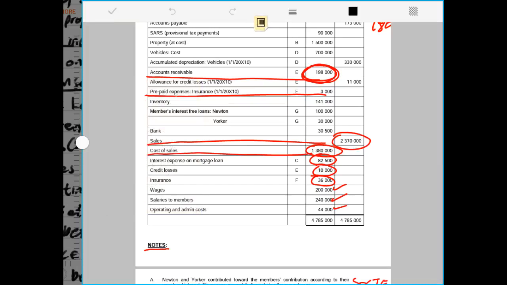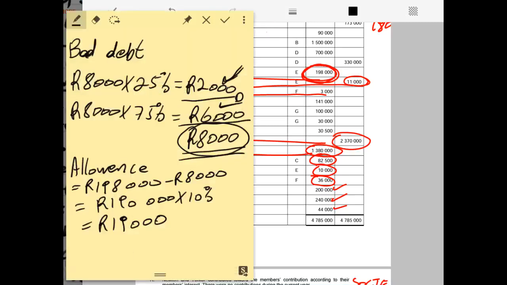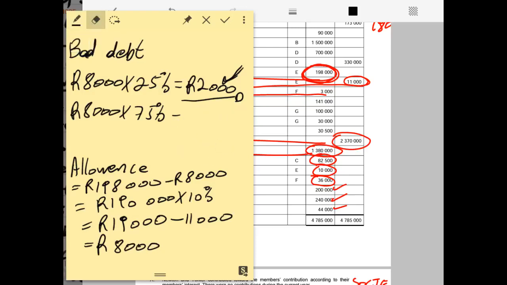So now we see that there is an allowance for credit losses of 11,000 rands. However, the correct allowance is supposed to be 19,000 rands. It means the allowance that you see in the trial balance as 11,000 is underestimated. Therefore, now we must increase our allowance from 11,000 rands to 19,000 rands. So if we're doing that, it means we have to increase our allowance by 8,000 rands, where we say 19,000 minus 11,000, we get 8,000, the amount by which our allowance for credit losses must increase.